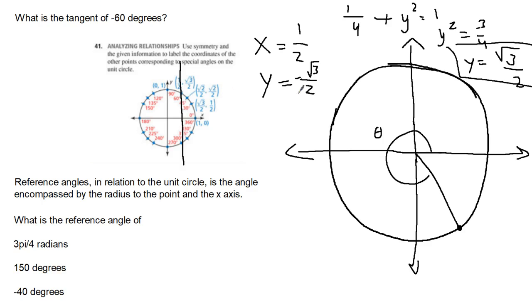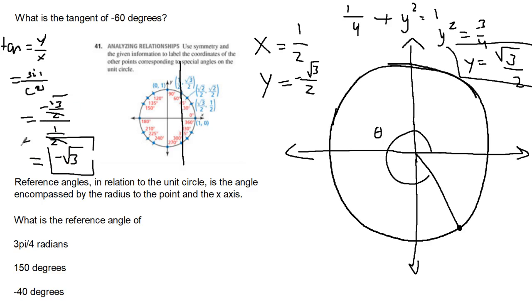And tan is equal to y over x, because it's equal to sine over cosine, right? Tan is equal to sine over cosine, which is equal to negative square root of 3 over 2 over 1/2. And if you want to do this, just erase the bottom 2s, and then you'll get negative square root of 3. That's the answer.